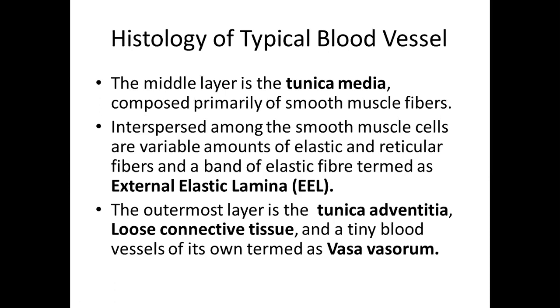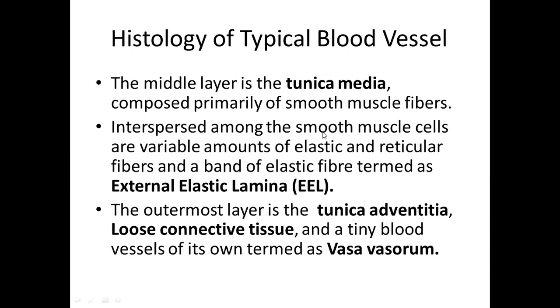Then moving towards the next layer, which is tunica media, with reference to the heart, the middle layer was the muscular layer. So here, tunica media is also muscular. What type of muscles are there? Now here comes the difference. In the heart, the middle layer had cardiac muscle cells, but blood vessels have smooth muscle fibers, which are arranged in concentric layers around the long axis of the blood vessels. Interspersed between smooth muscles, there is a very variable amount of elastic and reticular fibers.